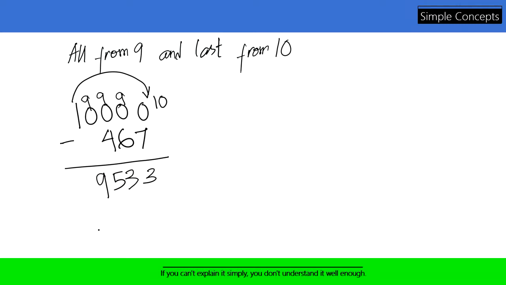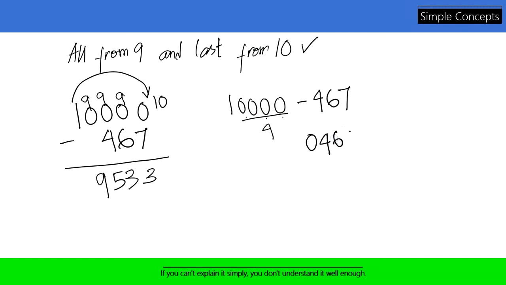So what I am telling is that instead of doing this, we can use this simple principle. Actually we're using the same principle, but I want to tell you to use it in a different way so that kids understand better. When we are doing 10,000 minus 467, make sure that kids only think about these zeros, and to make a similar number here, these are 4 numbers, to make it 4 numbers here, 0, 4, 6, 7, and now apply the principle: all from 9 and last from 10.